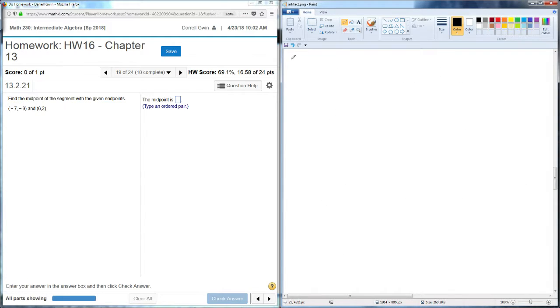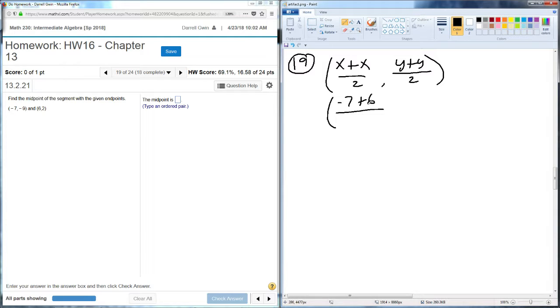Number 19 is kind of an easy one. That is x plus x divided by 2, and y plus y divided by 2. In this case, because of the commutative rule of addition, you can do it in any order, so it doesn't matter which x is where. So negative 7 plus 6, and negative 9 plus 2.